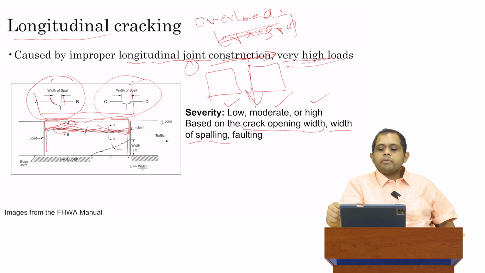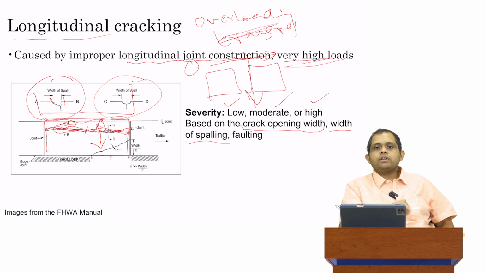So we measure the width of spalling, and we also check whether we have faulting. Again, this is a crack, so it's possible that across the two sides of the crack, we can have some differential deformation and therefore faulting. So depending on the crack opening width, width of spalling, as well as the presence and extent of faulting, we can classify these longitudinal cracks into low, moderate, or high severity longitudinal cracks.